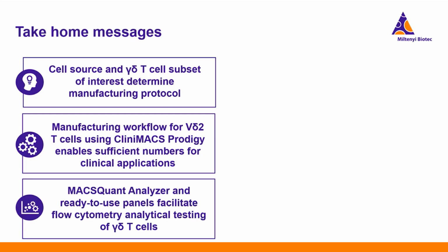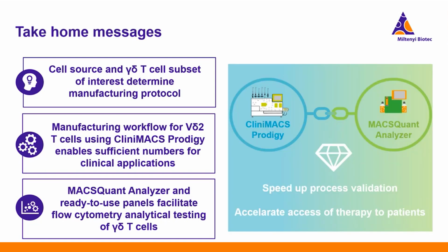And the use of MaxQuant analyzer and the ready-to-use panels can facilitate the flow cytometry analytical testing of gamma delta T cells. So overall, the combination of CliniMACS Prodigy and MaxQuant analyzer is the perfect match that enables to speed up the process validation of your gamma delta T cell manufacturing protocol and ultimately accelerate the access of your gamma delta T cell therapy to patients.